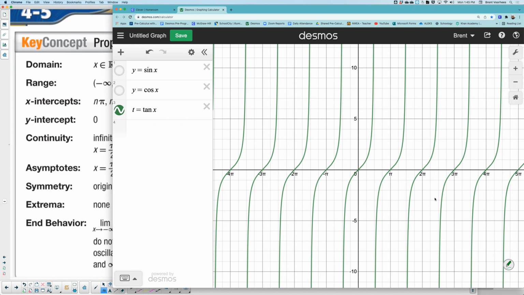No, there are infinite discontinuities. Very good. That's where they break and go to infinities. These are a whole bunch of S curves, separated by infinite discontinuities, vertical asymptotes. Very good. That would be tangent.